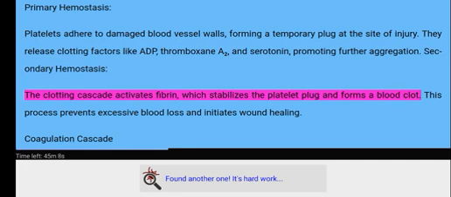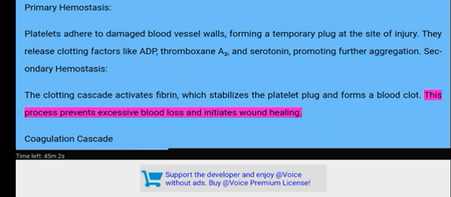Secondary hemostasis. The clotting cascade activates fibrin, which stabilizes the platelet plug and forms a blood clot. This process prevents excessive blood loss and initiates wound healing.